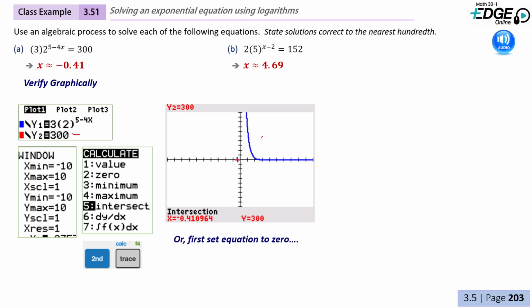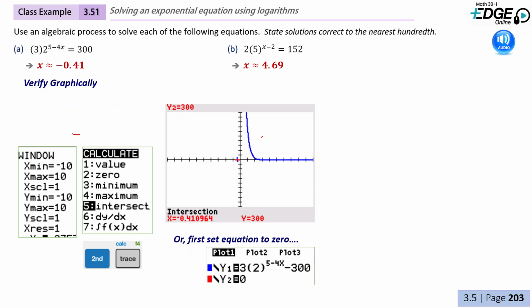Another method, just so you see the relation here, is to first set our equation equal to 0. So if we move this 300 to the left side, you'd be left with 3 times 2 to the power of 5 minus 4x, minus 300, equal to 0. So if you do that, we can set y1 equal to that whole expression, and y2 just equal to 0 this time. So it's just a line on the x-axis. That's our red line there. Then we can find the intersection of that. And this time we actually can see the cursor. It falls within our window settings.